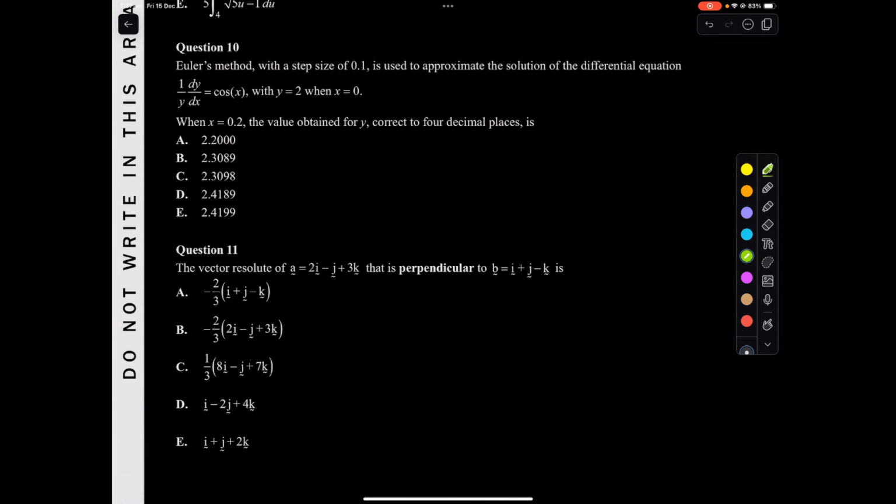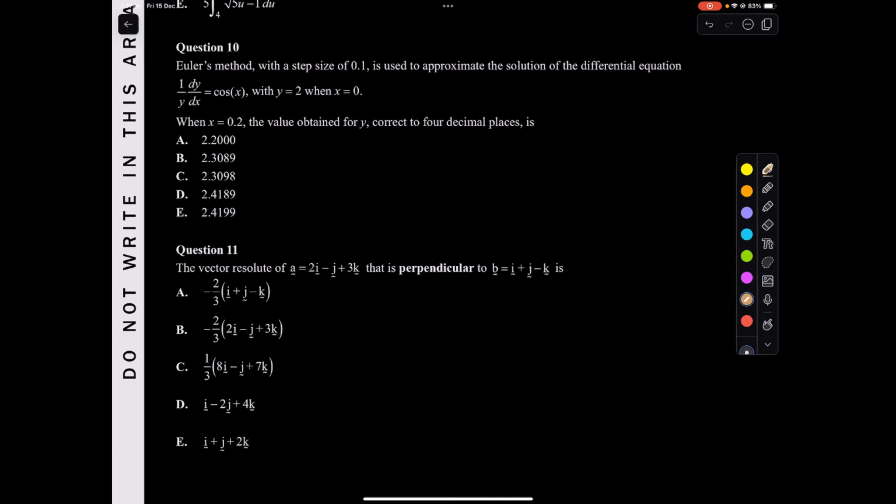Euler's method with a step size of 0.1 is used to approximate the solution of this differential equation, with y equals 2 when x is equal to 0. When x is equal to 0.2, what is the value obtained for y, correct to 2 decimal places? Let's do this by hand, and then I'll show you a quicker way to do it by CAS.